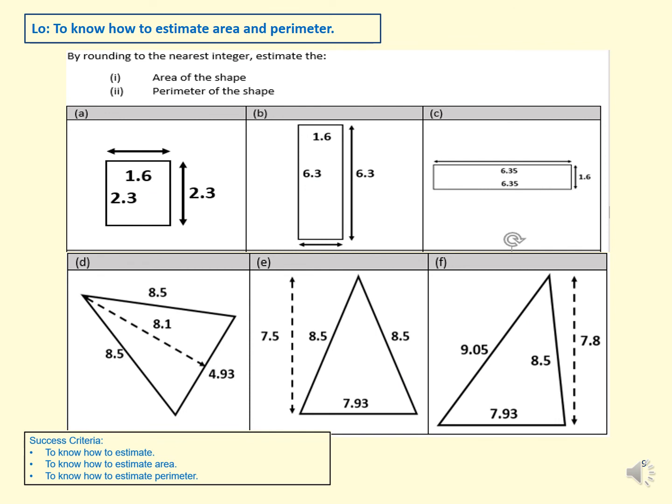Now here you can see 6 more questions for you to practice. The same rectangles and triangles, but just make sure you round to the nearest integer in each case and you're finding the estimate for area and perimeter. Pause the video, have a go with all questions, then start the video again.